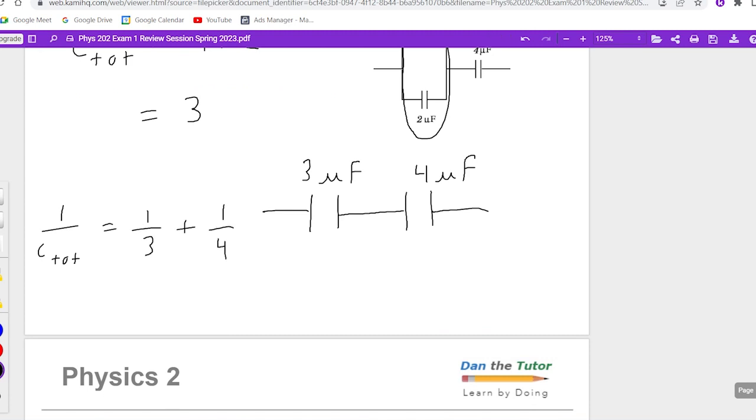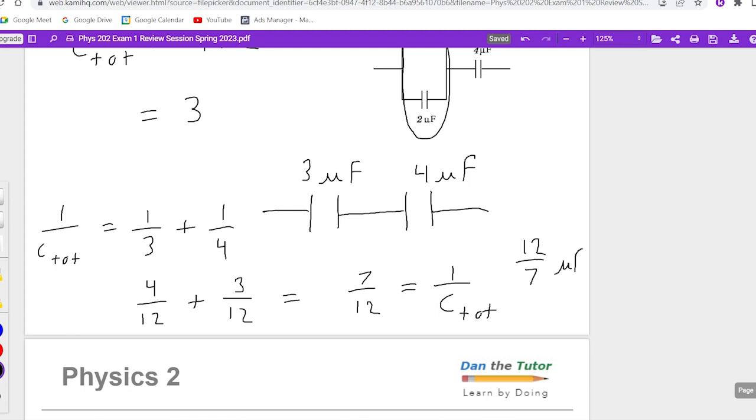Now the trick to adding these is you just need a common denominator. In this case, the common denominator will be 12. So I multiply 1/3 by 4 over 4. That gets me 4/12. I multiply 1/4 by 3 over 3. That gets me 3/12. And it looks like the total is 7/12. But that's not the total, because remember, that was 1 over C total. So if I really want the total capacitance, I just need to flip it, take the reciprocal. The answer is 12/7 microfarads, because I had to take the reciprocal.